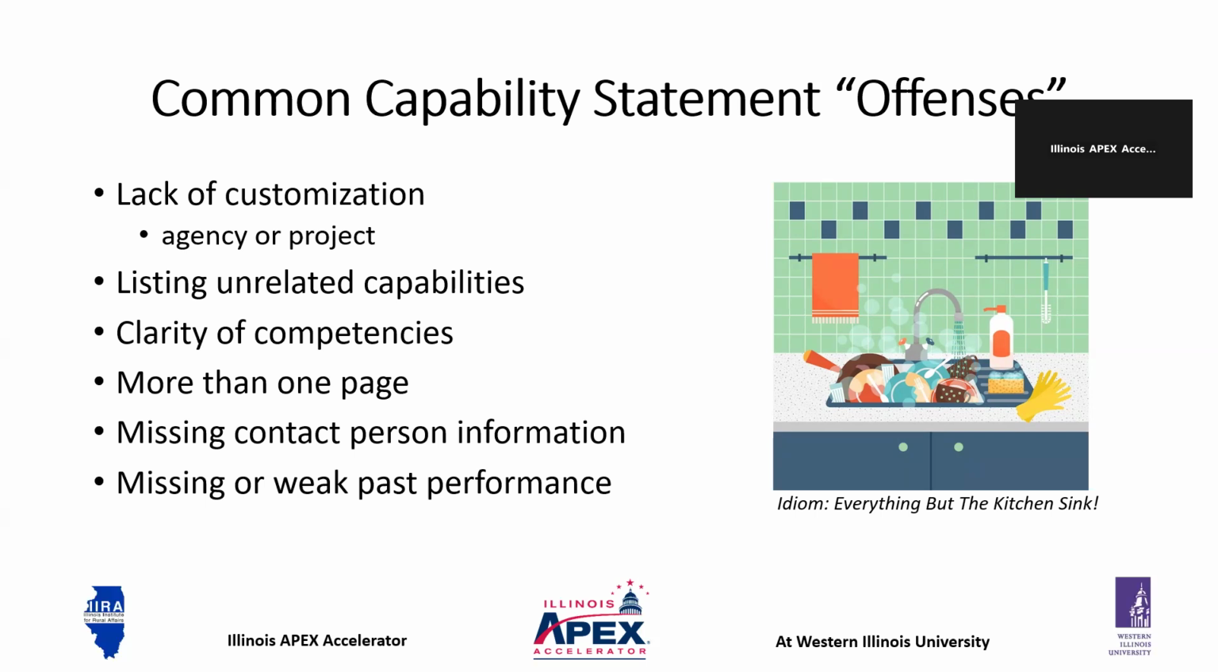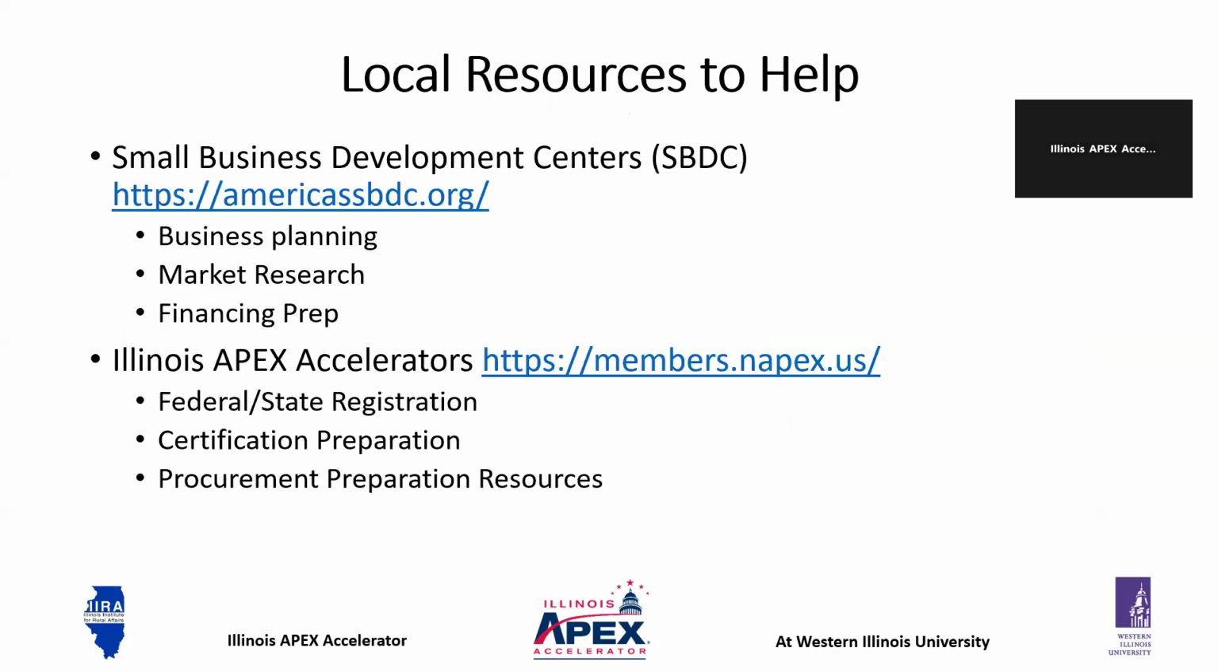Listing unrelated capabilities. In many cases, we're trying to throw a lot of different things that we're capable of doing just to try to get a relationship. A better approach is to be specific and strong behind what you do and find that specific agency that needs what you have and what you're good at. More than one page, it's certainly acceptable to have a front and back one page, but you don't want any more than that. Missing contact person information and missing or weak past performance.